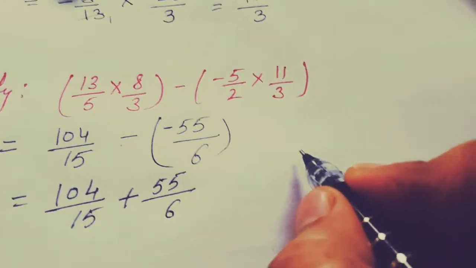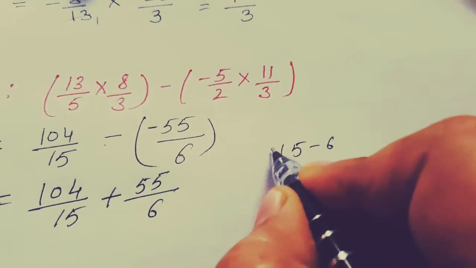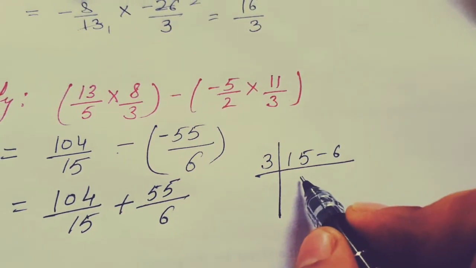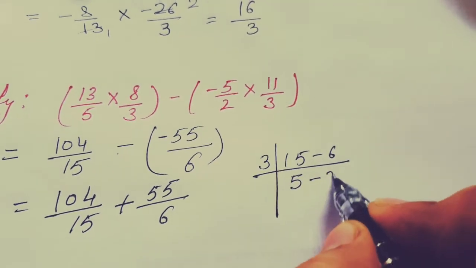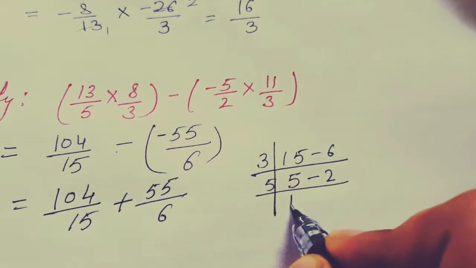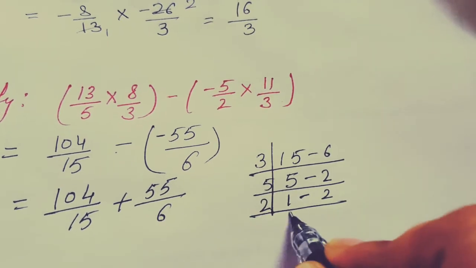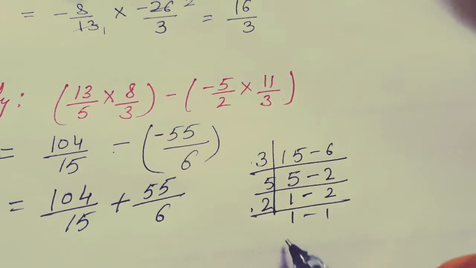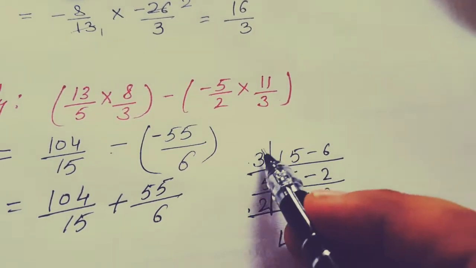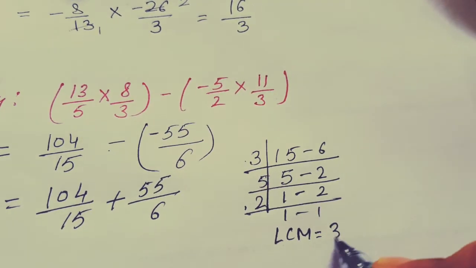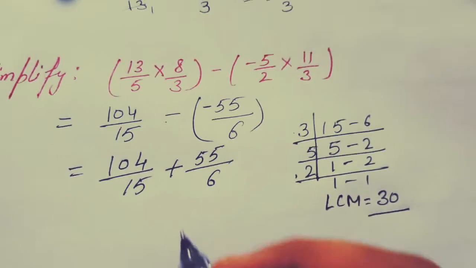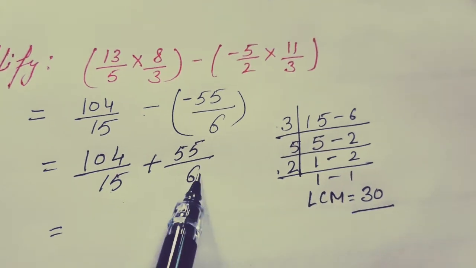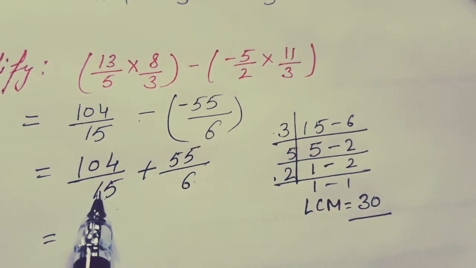Now we will take the LCM of 15 and 6 first. So it will go by table of 3. 3 5s are 15, 3 2s are 6. Now 5 1s are 5, 2 as it is and 2 1s are 2. Now we will multiply all these three numbers. So the LCM will be 3 5s are 15, 15 2s are 30. So we will make the denominator 30 of both these numbers. So 15 2s are 30.